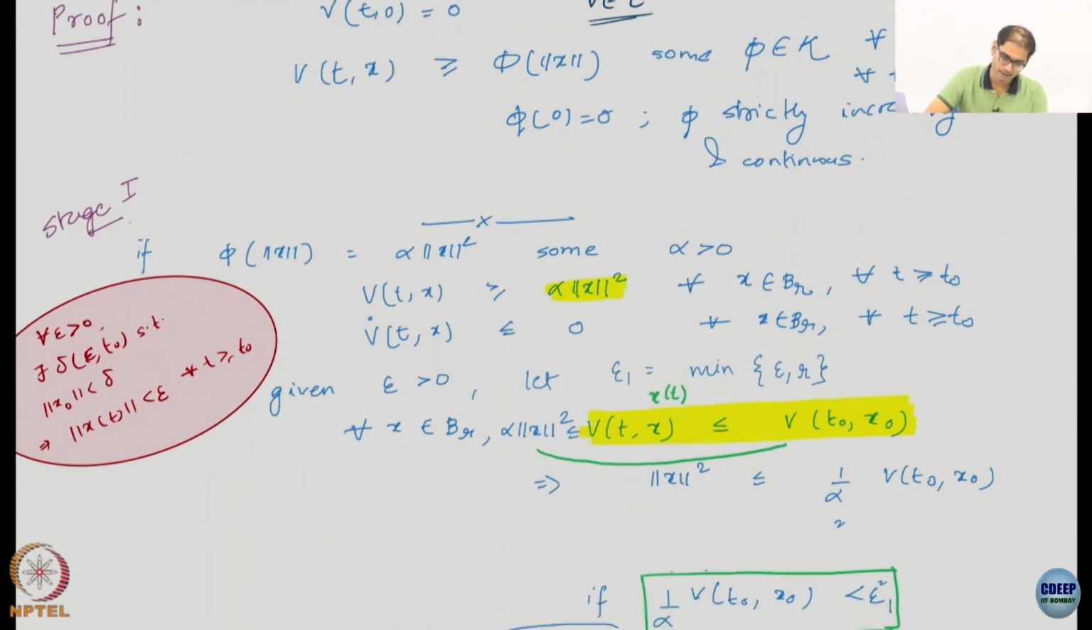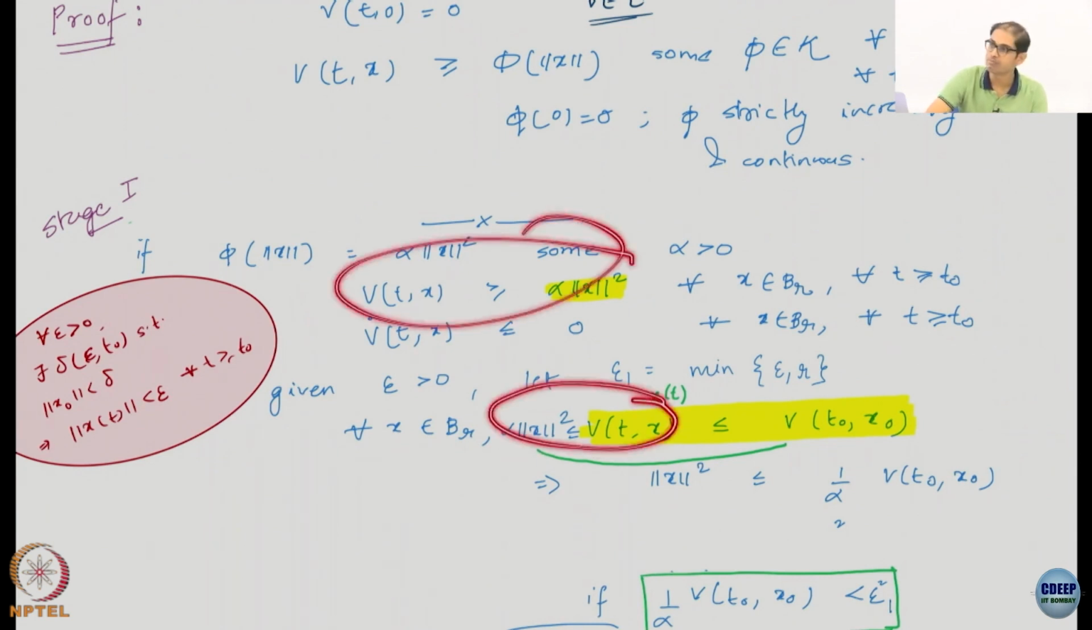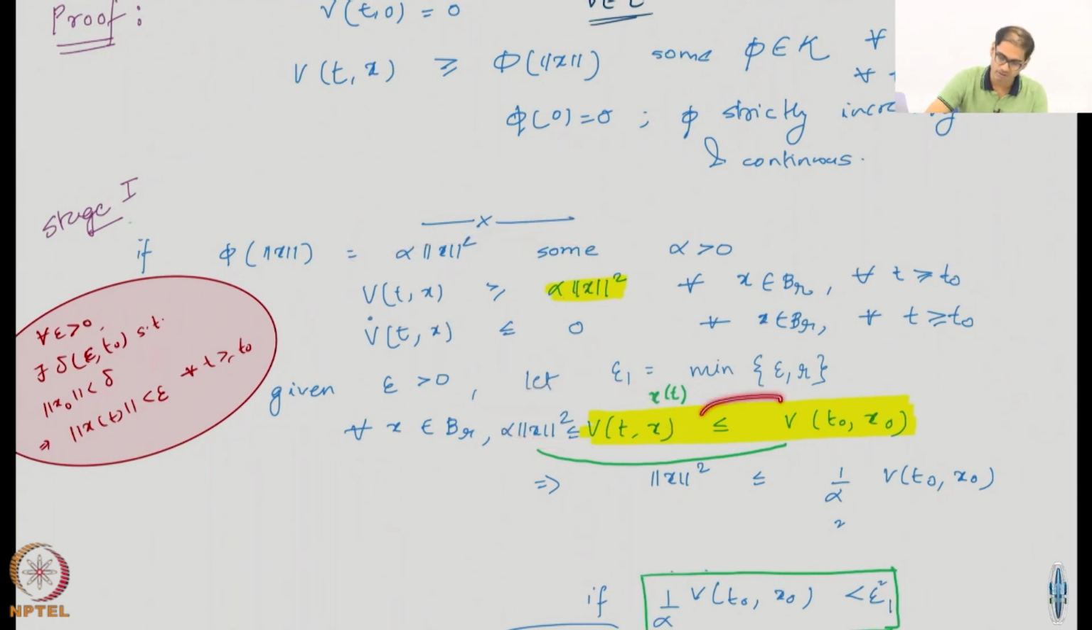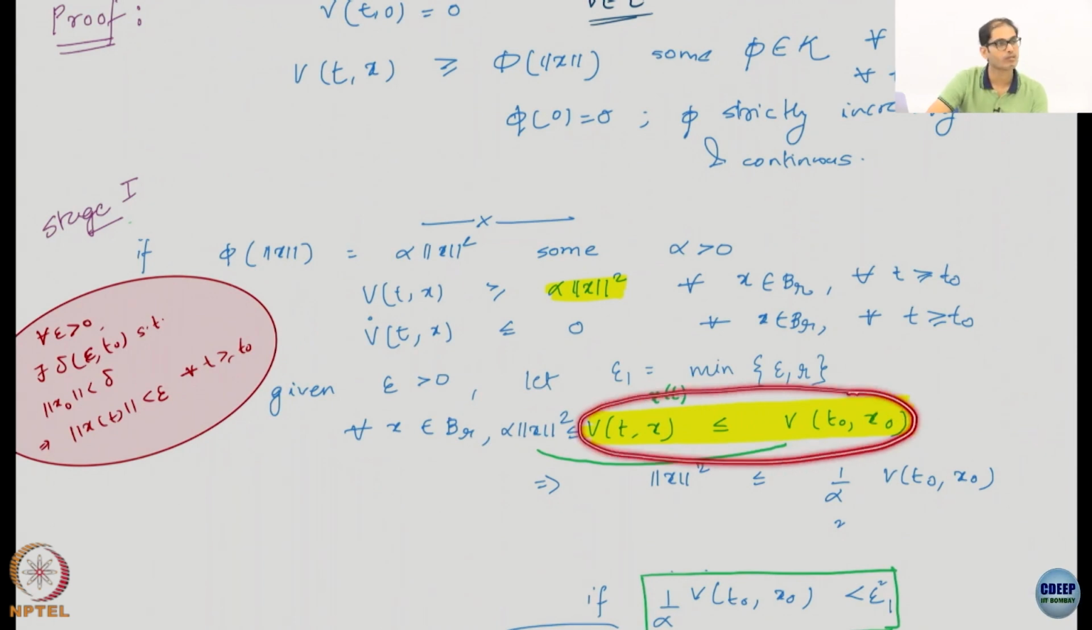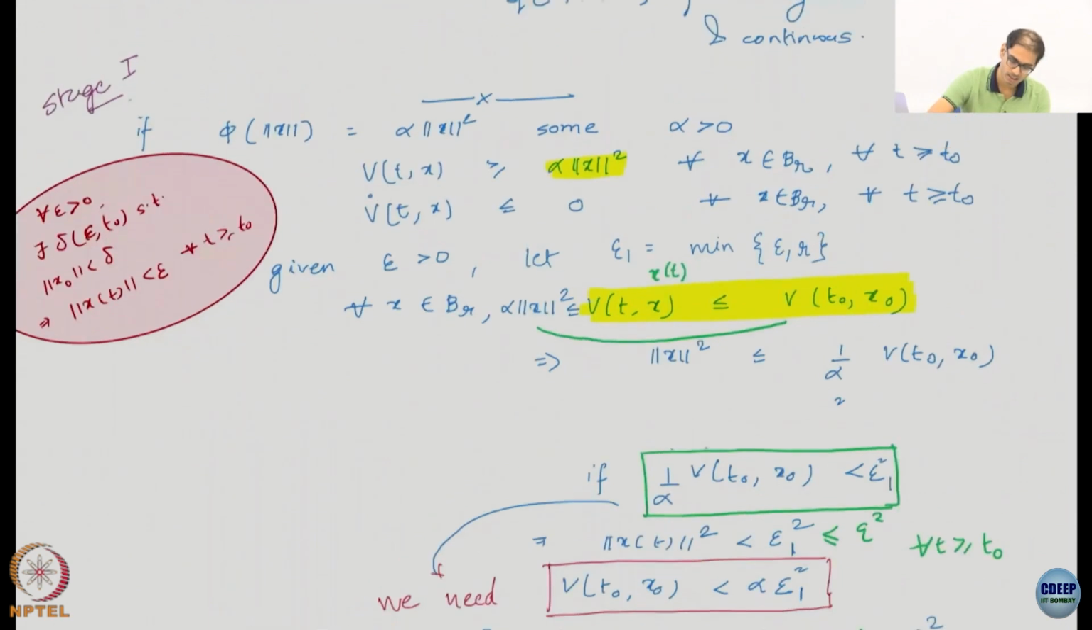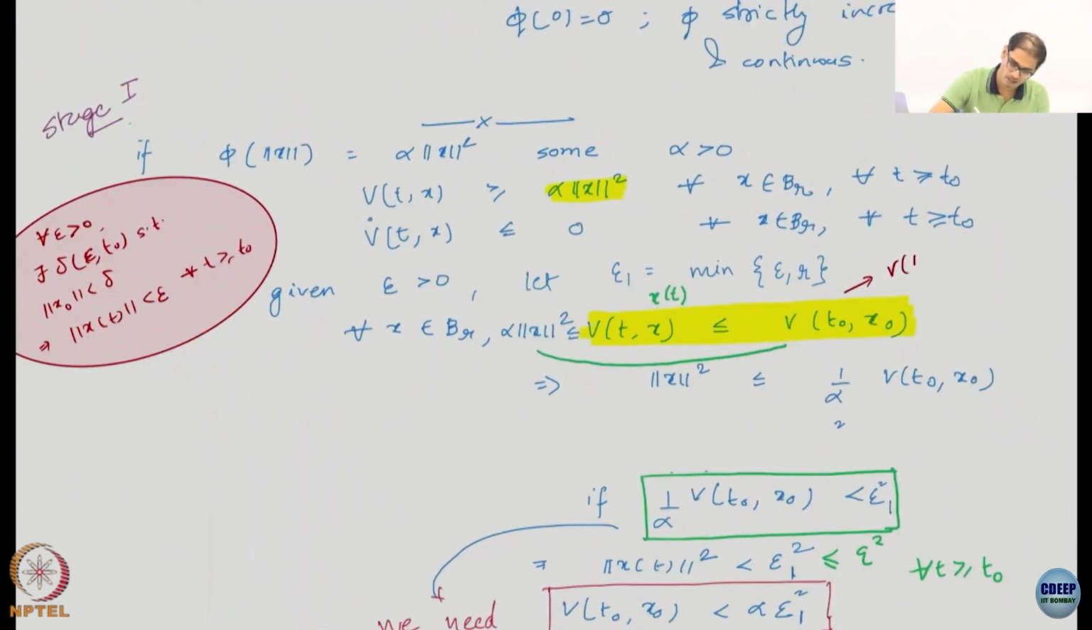For all x in Br, alpha norm x square is less than or equal to V(t,x). This is just this written in the flipped form, and this is less than or equal to V(t0,x0). Why do I get this? V dot is less than or equal to 0. So V as a function of time cannot be increasing. If I wrote this a little more carefully, this highlighted part will actually be V(t,x(t)) less than or equal to V(t0,x0).